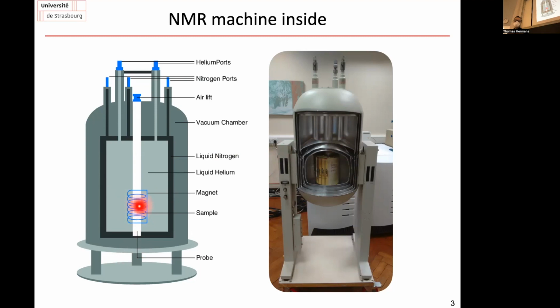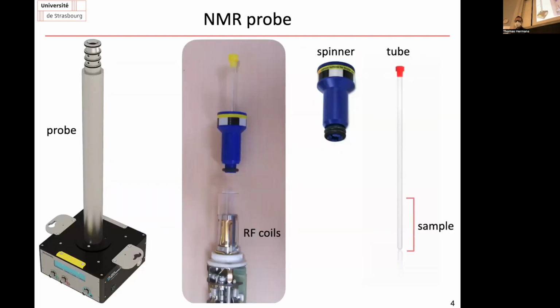And then inside this magnet, you will put what's called the NMR probe. So that's where the radio frequency field is generated, and also where the signal is detected. Okay, and these things on top are just to fill the liquid helium and the liquid nitrogen. Okay, so that's the equipment. Then this is the NMR probe. So that's what you put from the bottom inside the NMR machine. And if you cut the head of the probe open, you will see a bunch of electronics. And here you see the radio frequency coils.